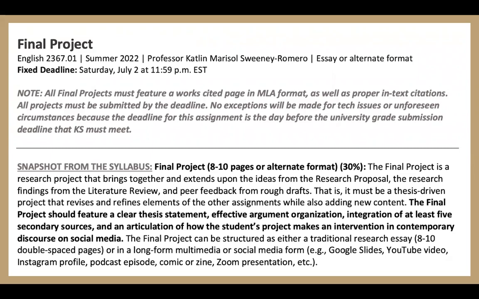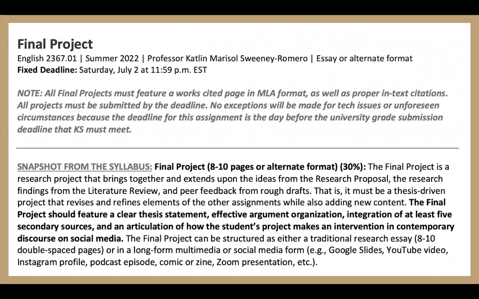But I wanted to direct your attention to a few things. So we know from the snapshot from the syllabus that the final project is a research project that brings together and extends upon the ideas from the research proposal, the research findings from the literature review, and peer feedback from rough drafts.